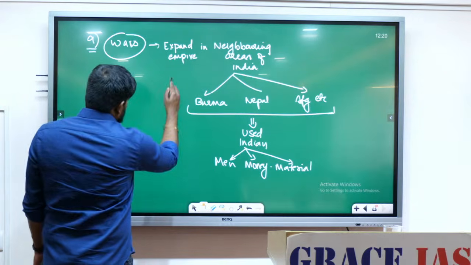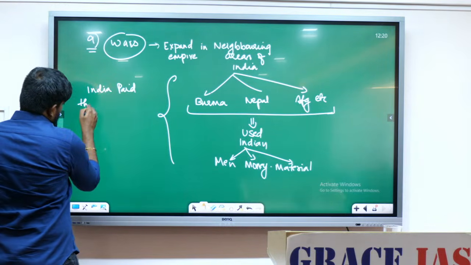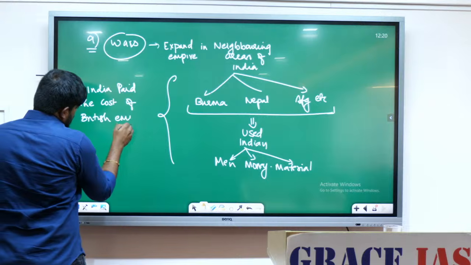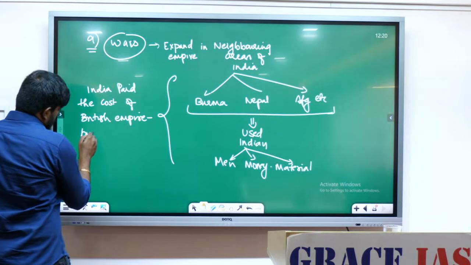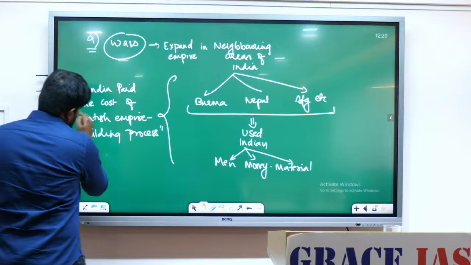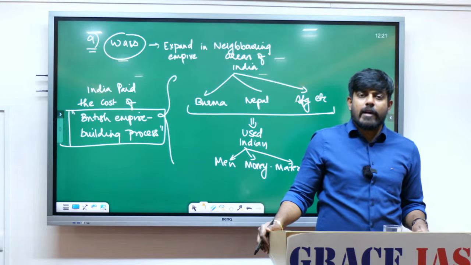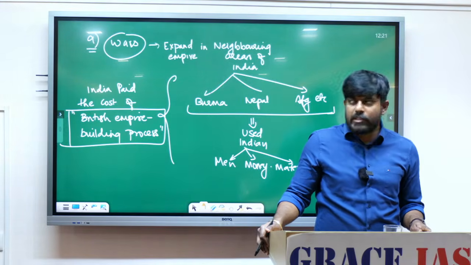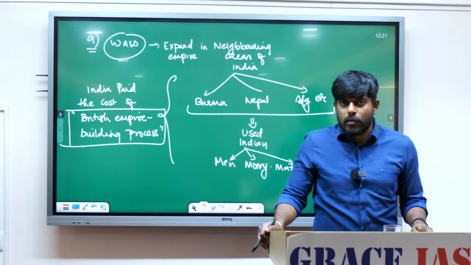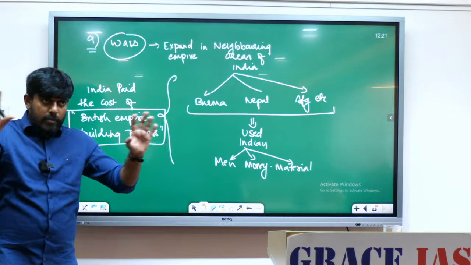So, what does it say? India paid the cost of British empire building process. This is the beauty. Their empire got bigger, they started collecting more and more revenue from these areas, but who paid the cost for all these things? Indians. Understood? So now, this is about external expansion, external invasion, territorial expansion and all.